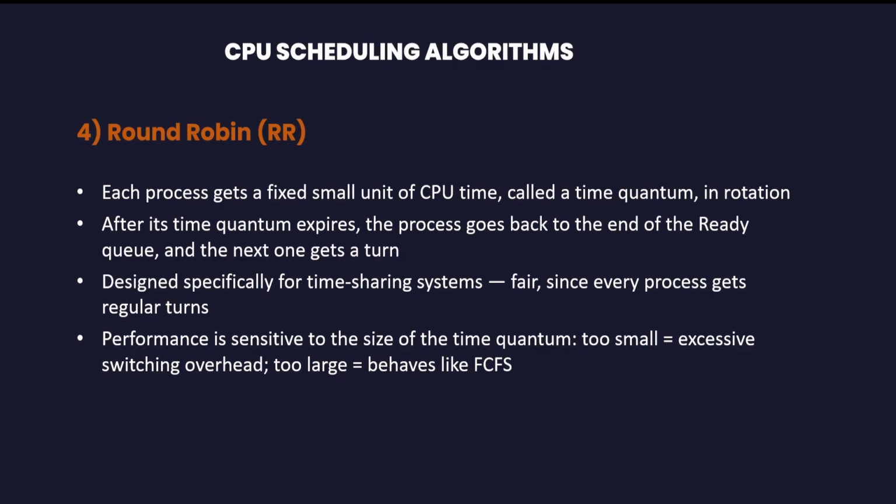So P1 will get executed for 2 minutes, then P2 will get executed for 2 minutes, then P3 will get executed for 2 minutes, then again P1 will get executed for 2 minutes, and it will keep on happening in rotation. Designed specifically for time sharing systems. Fair since every process gets regular turns. Performance is sensitive to the size of time quantum. If the time quantum is too small, excessive switching overhead happens. If it is too large, it will behave like FCFS.